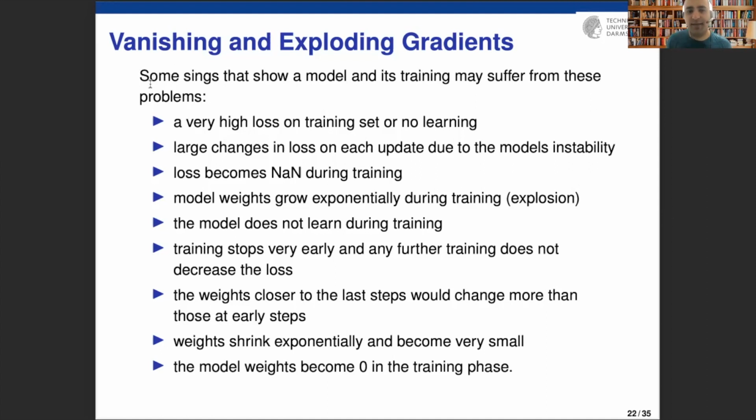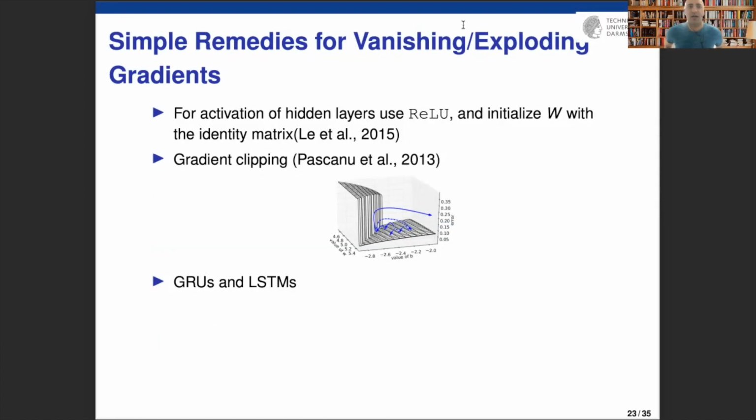The other symptom is that the weights closer to the last steps would change more than those at the earliest steps. Again, it shows that you are independent from the earliest steps, and weights shrink exponentially and become very small, which could be a sign of vanishing, or the model weights become 0 in the training phase. Let's see how we can solve these problems.